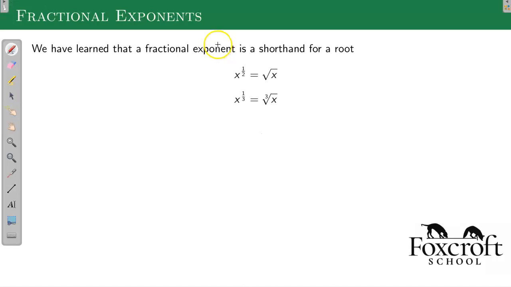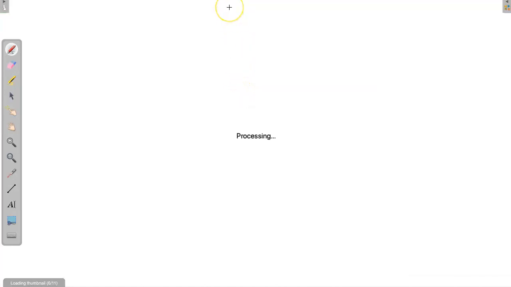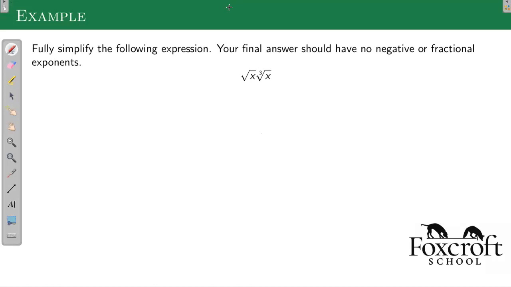And the last thing we learned was about fractional exponents. These are the two most common ones, but it works for any fraction. The number on the bottom just means it's that type of root for that number. Now we have all of these different rules. How can we combine them?